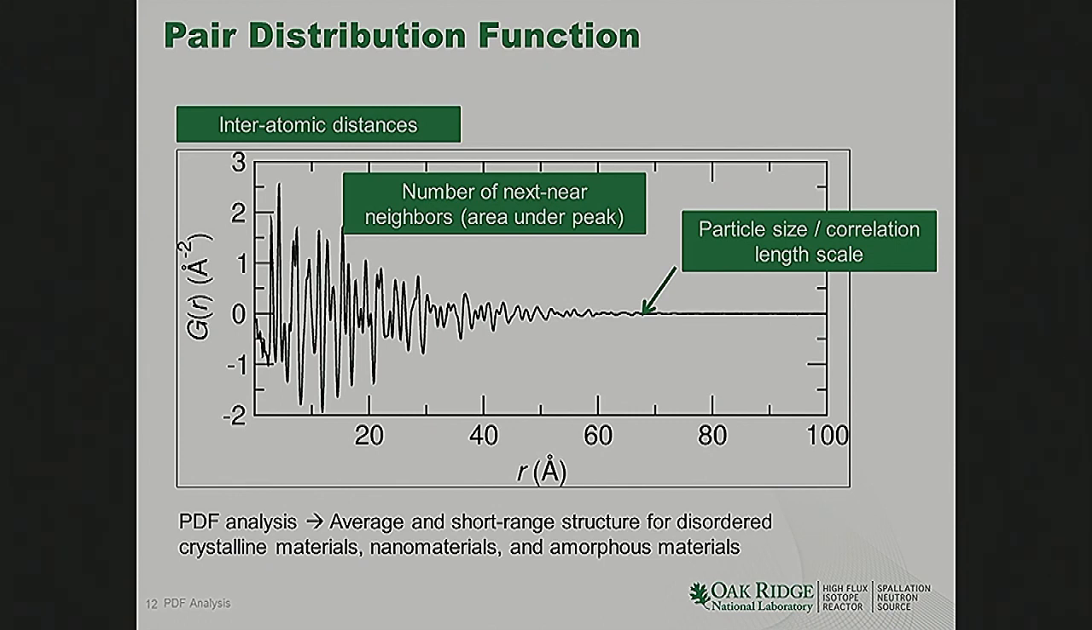And then if you follow it to where it dies out, you'll either get the largest correlated length scale in the material, or you'll get a measure of the finite size. So imagine if you had a nanoparticle. When you reach the largest atom-atom distance in the particle, anything beyond that has intensity 0. So all those things are things you can learn from the PDF by just looking.